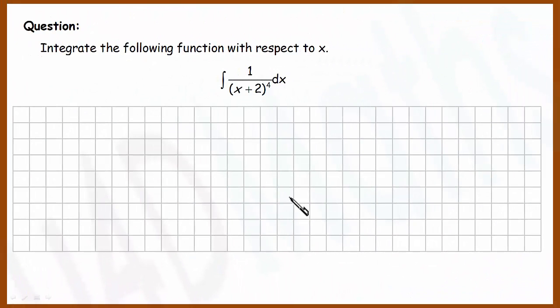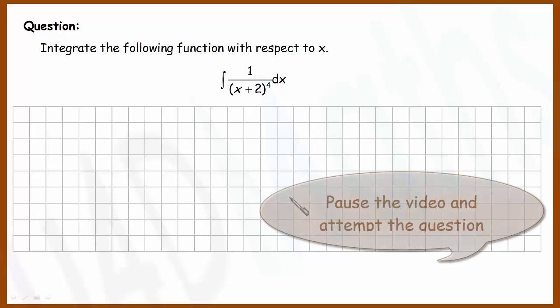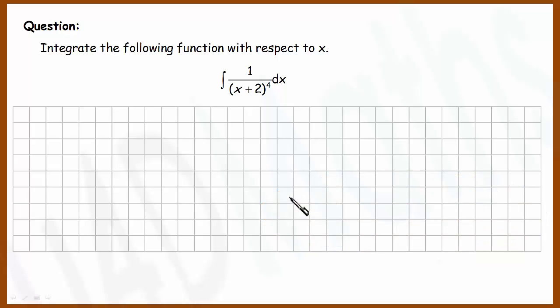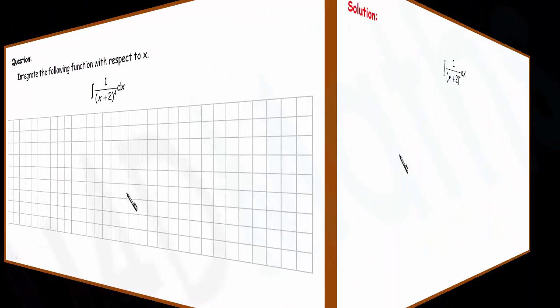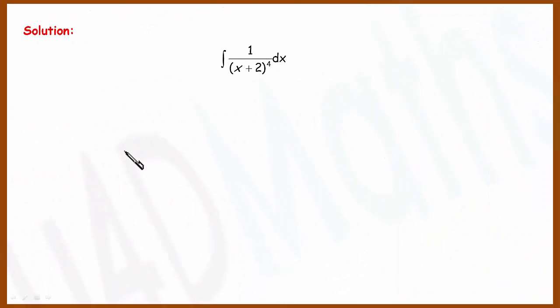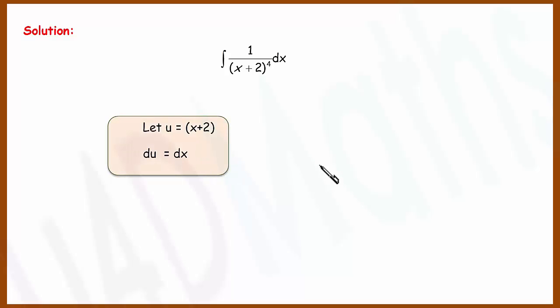And finally, we'll do one more question where we're asked to integrate 1 over (x plus 2) to the power of 4. Now have a go at the question first yourself and then have a look at the video for the solution. So here we let u equal x plus 2. Differentiating both sides, we get du equals dx. So we can now substitute u for x plus 2 and du for dx.